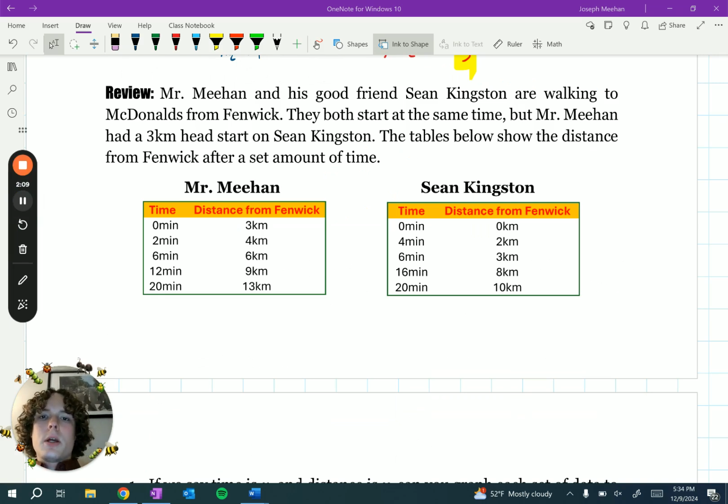All right, Mr. Meehan, that's me, and his good friend Sean Kingston are walking to McDonald's from Fenwick. They both start at the same time, but Mr. Meehan had a 3-kilometer head start on Sean Kingston. The tables below show the distance from Fenwick after a set amount of time.